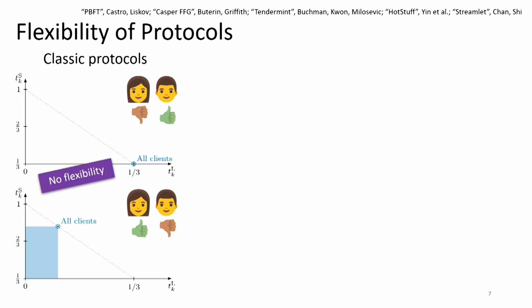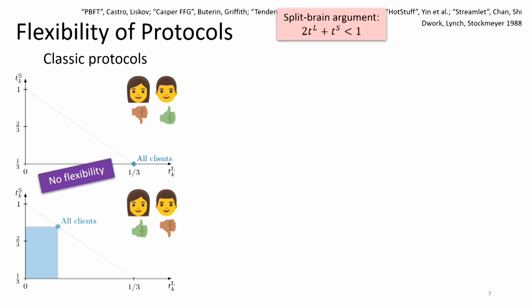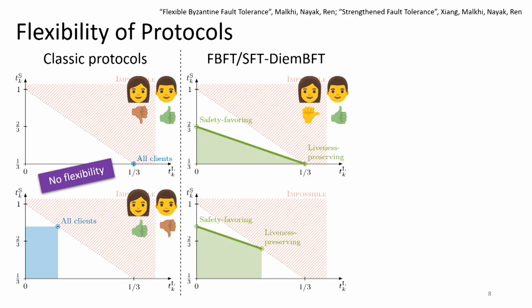So these protocols are not flexible in the sense that all clients get the same resilience, no matter which parameters you use. And in fact, there is a classic split brain argument from DLS 1988 and several others, which show that for any client, their liveness and safety resiliences must satisfy this inequality.